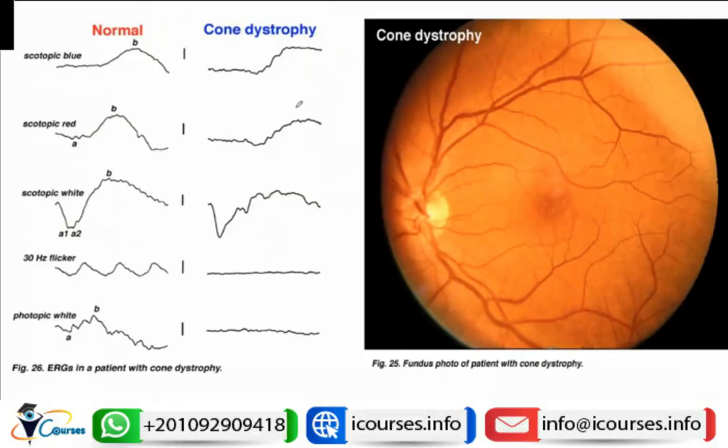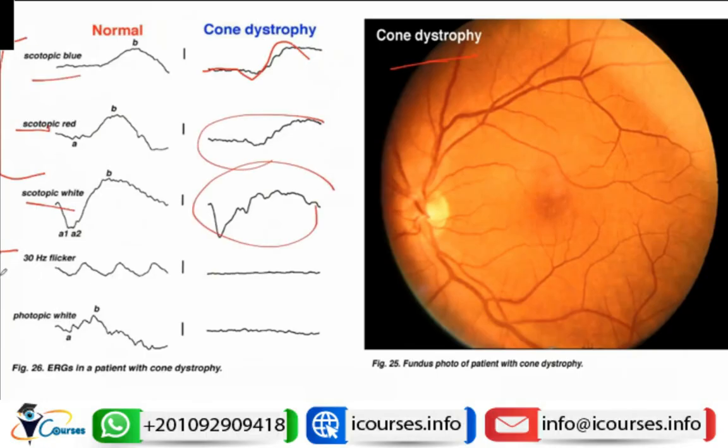Here, let's see some diseases that may affect only a specific category of photoreceptors. For example, a disease called cone dystrophy. Although the fundus appears relatively normal, you can see that in scotopic, or in the dark, there is some response. Maybe not normal, but there is some response. In comparison, in the photopic or white light response in the light adapted eye, there is an absent response. There is no flicker at all here, and no photopic white light response. It is just a straight line. So this means that the cones are affected more severely than the rods.